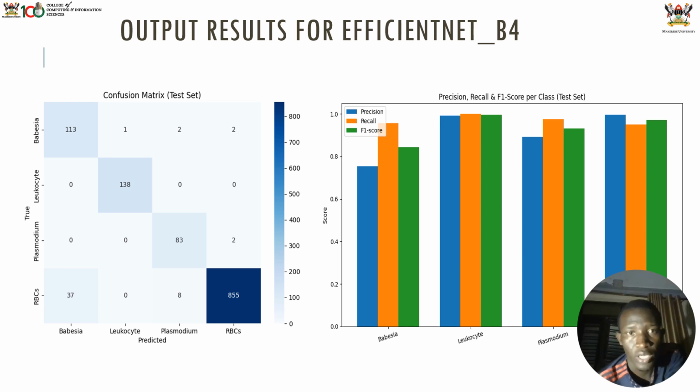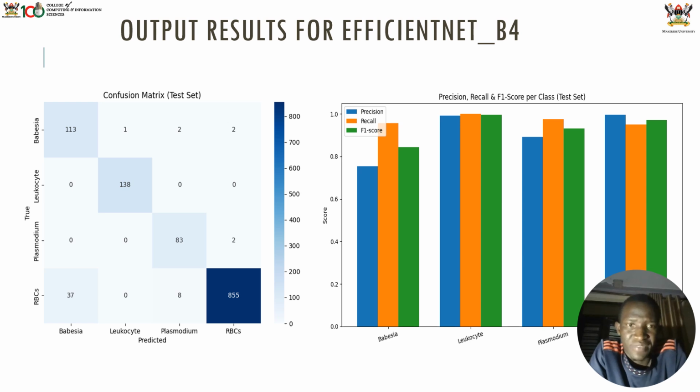Then we have our precision, recall and F1 scores. And these metrics give a deeper evaluation of the model performance for each class. The precision measures how many predicted positives are actually correct. The recall measures how many actual positives are correctly identified. The F1 score helps us to identify the imbalances between precision and recall.